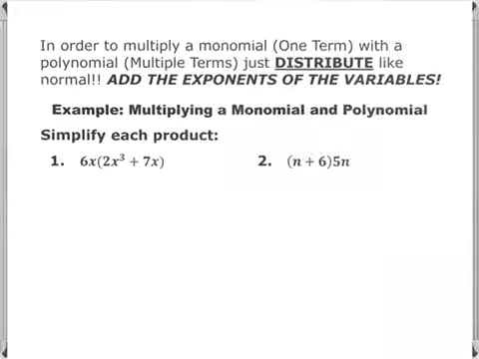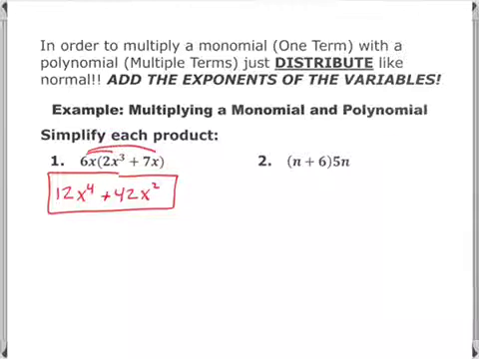So we're distributing, in this case, 6x squared throughout the quantity 2x cubed plus 7x. And so remember, you're going to multiply the coefficients but add the exponents of the variables. So in this case, 6 times 2 gives us 12. X times x to the third is x to the fourth. You multiply the coefficients, you add the exponents. So 6 times 7 is 42. X times x is x squared. And so this is our answer: 12x to the fourth plus 42x squared.